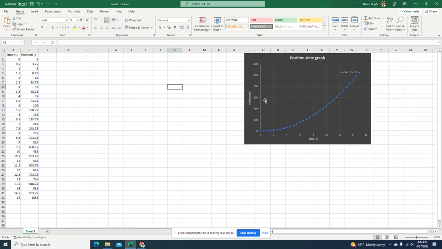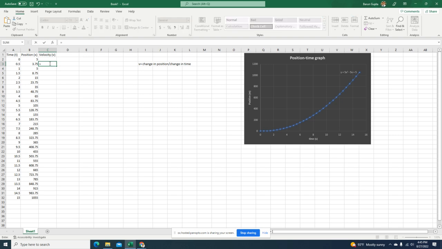Once we have the position time graph, we have to draw the velocity time graph. So let's do it. So we have to make another column. So let's call this one velocity. So how is the velocity defined? The velocity is defined as a change in position divided by the change in time. Correct? That's how the velocity is defined.